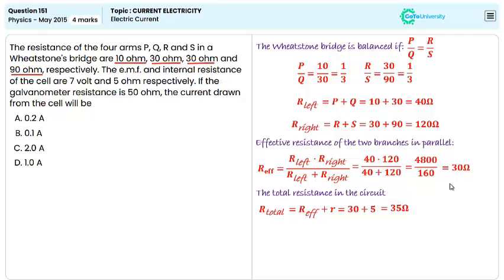Using Ohm's law, we have I is equal to V by R total. Substituting the values of V and R total, we get current I is equal to 7 by 35, which is nothing but 0.2 amps. Therefore, the correct answer is option A, 0.2 amperes.